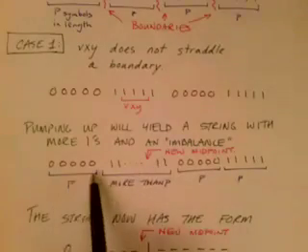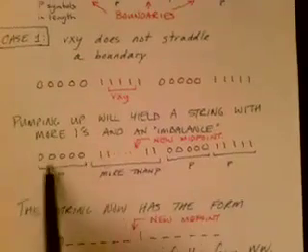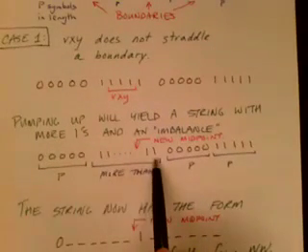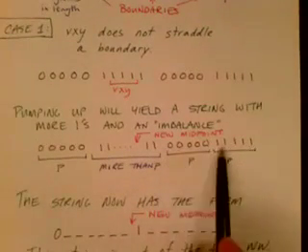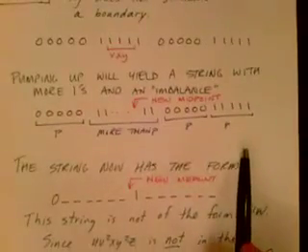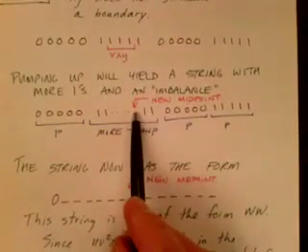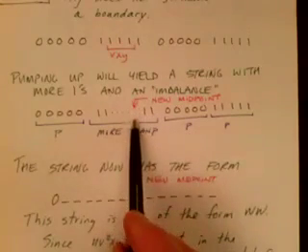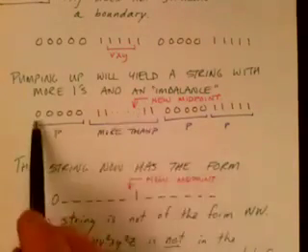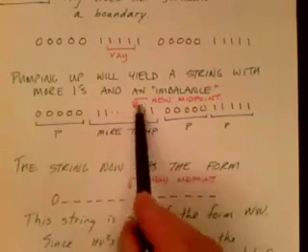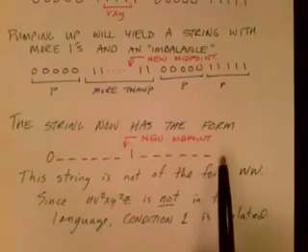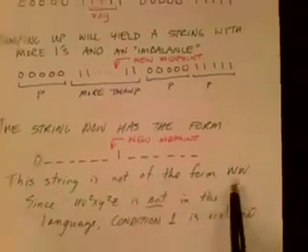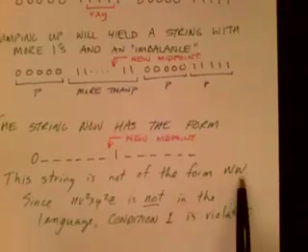Now our string will look like this. It is p zeros again, but we have more than p ones in this section, and then we have p zeros and p ones. So our midpoint has shifted into somewhere in the area of ones. Notice that the first half of the string starts with a 0. The second half of the string now will start with a 1. So the first half of the string is no longer equal to the second half of the string. Therefore, this string is not of the form WW, and it's not in the language.